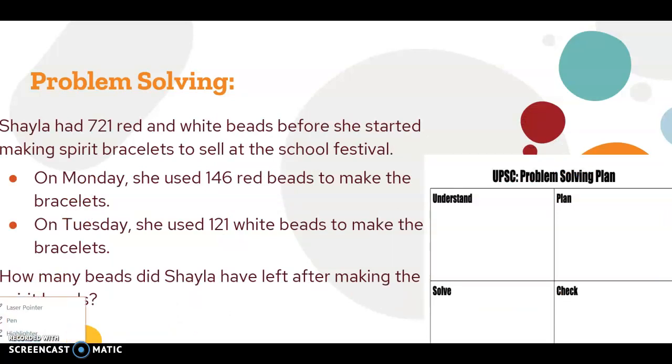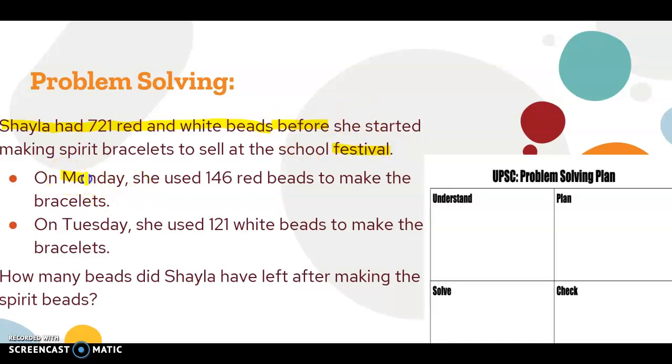We're going to now highlight the clues, and I hope that you guys are highlighting, or you're thinking to highlight, some of the same information that I am about to highlight now. So I'm hoping that you guys said, yes, we need to highlight: Shayla had 721 red and white beads, and we know that she had this before the festival.